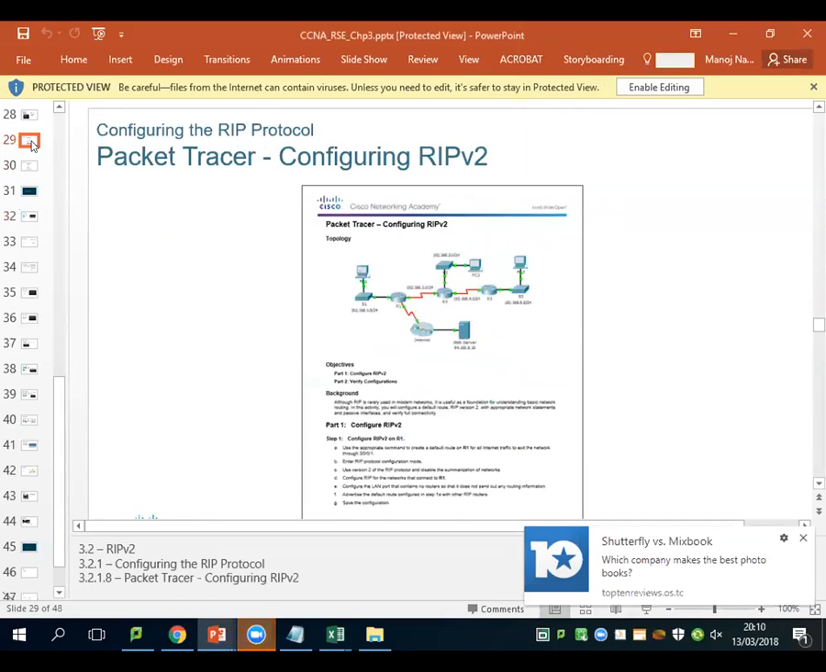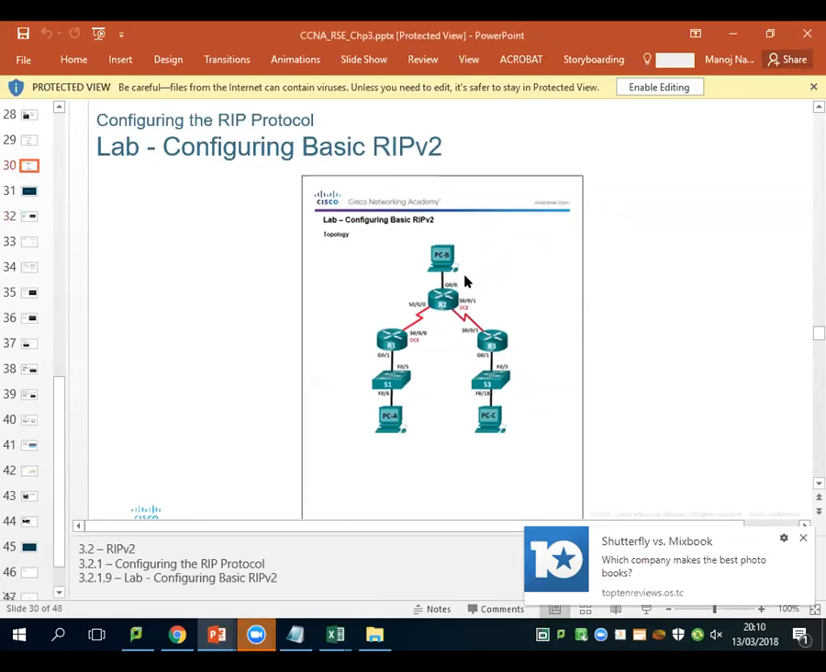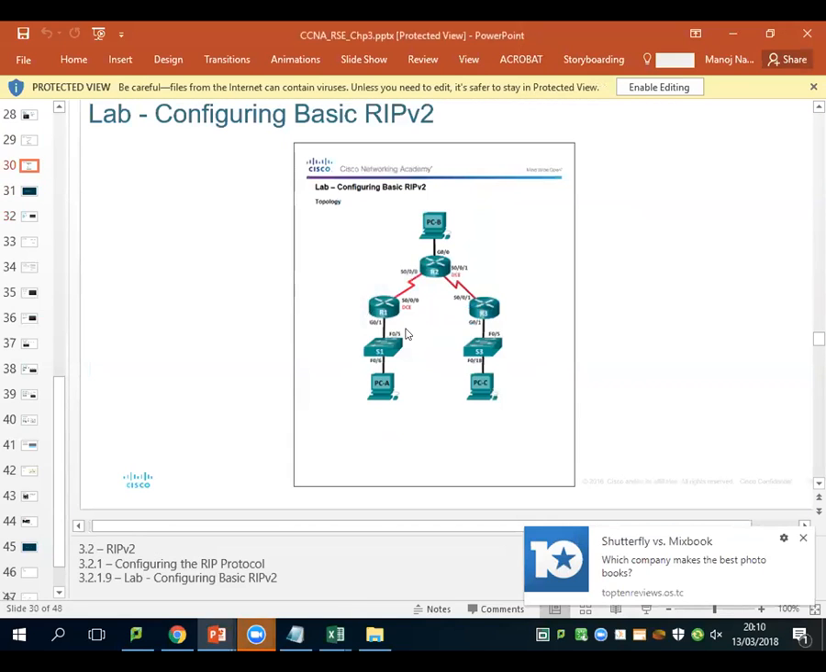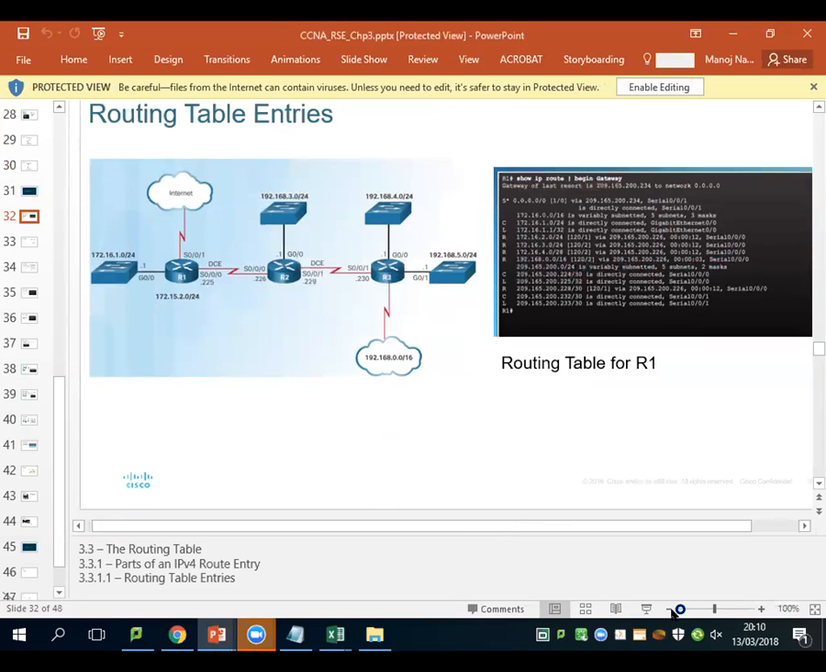Hopefully, you managed to do that Packet Tracer activity in class, which would be great. And this lab is something you can take away with you. 3.2.1.9 is the configuration of basic RIP v2 on that topology. So now, route and table entries.